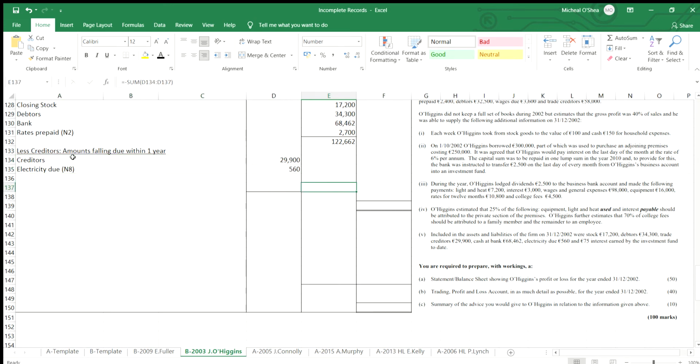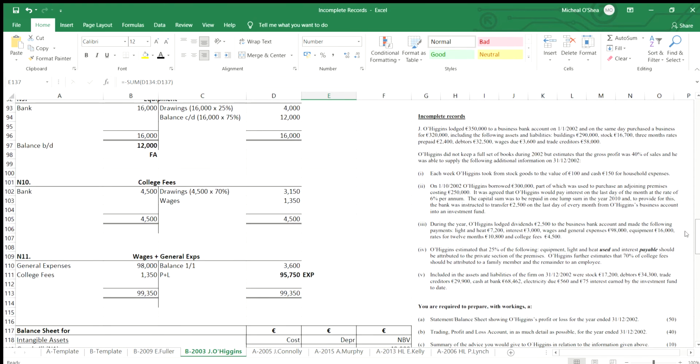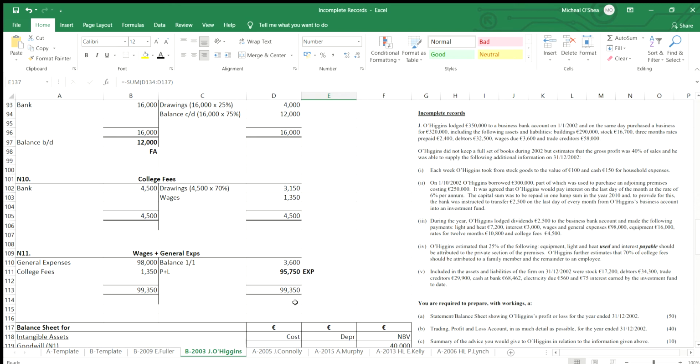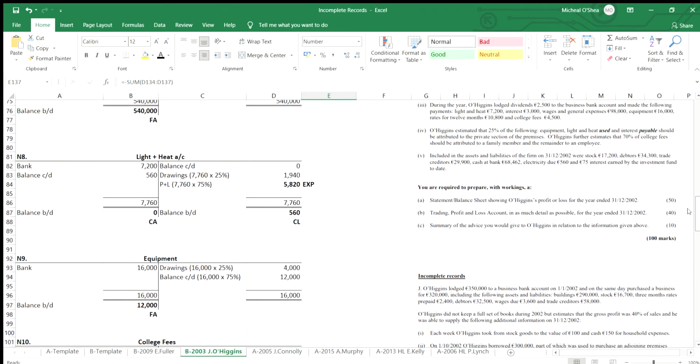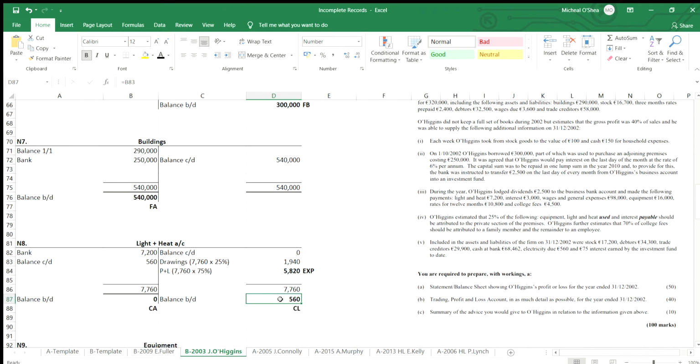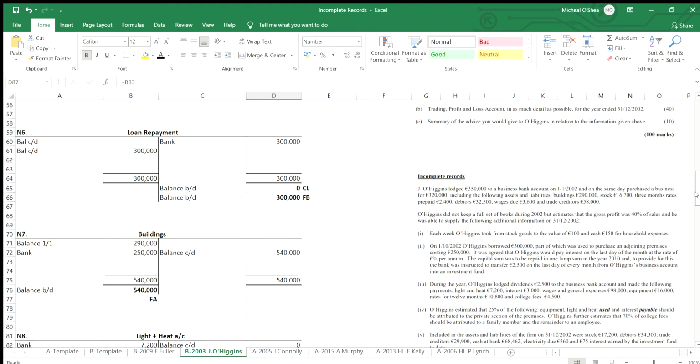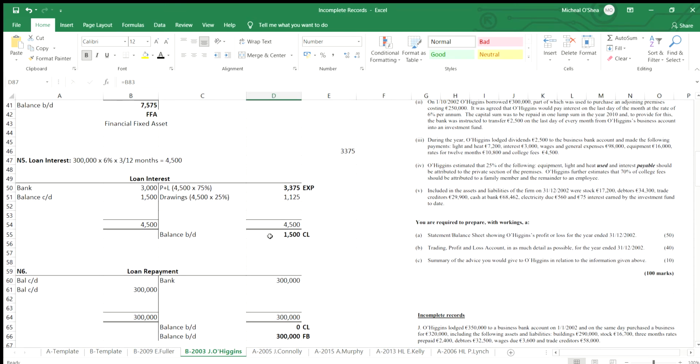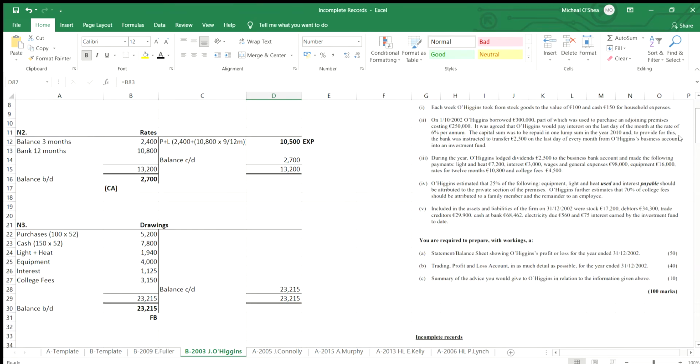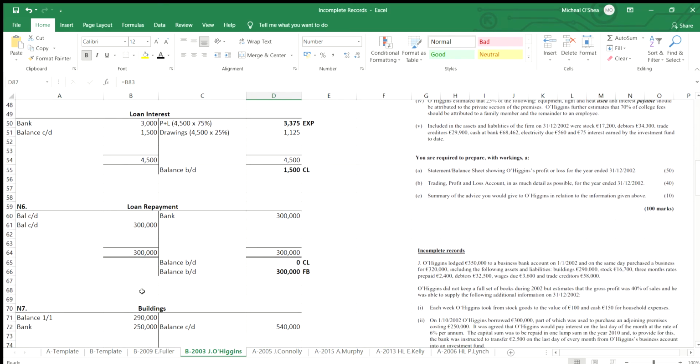What else do I have in short-term liabilities? Well, let's look up through the notes. Is there any balance brought down that goes to our current liabilities? If we look at loan interest, this 560 is our electricity, so we've inputted that already and we won't input it again. Under loan interest, we can see that there's 1,500 that we still owe, because it was 4,500 that we owed and we only paid 3,000. There was no other note giving us a short-term liability, because there was nothing owed in the short term for loan repayment.